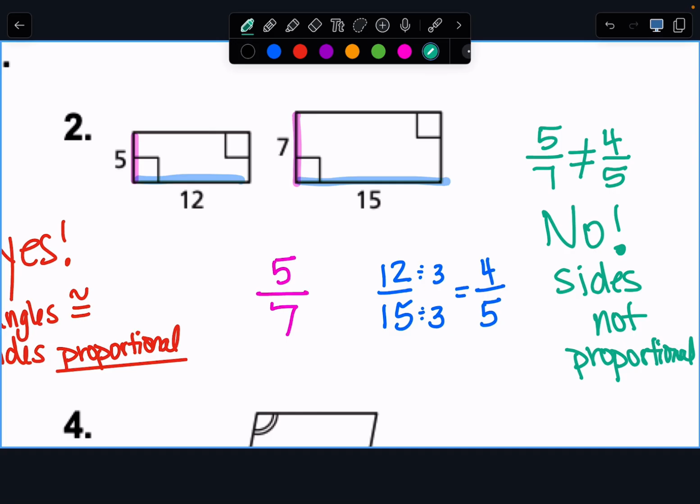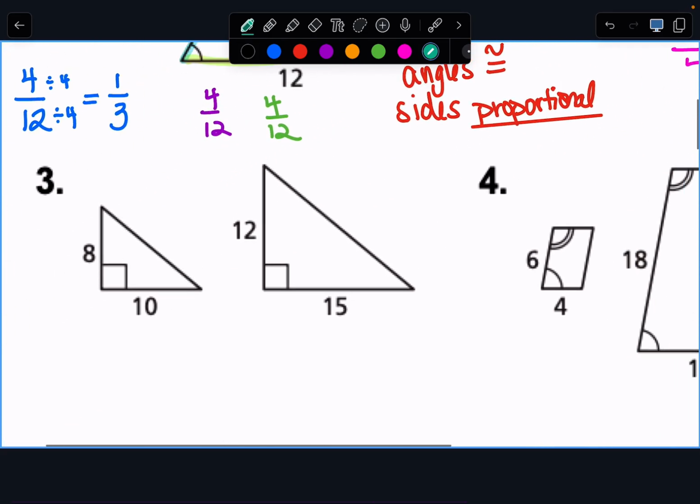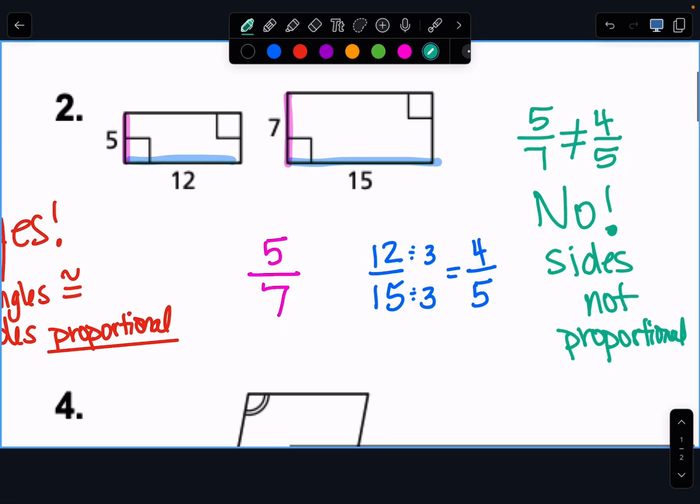Okay, I would like you to... Can you please go back? Okay, your job is to figure out if number 3 is proportional or not. Excuse me, similar. Is number 3 similar or not?